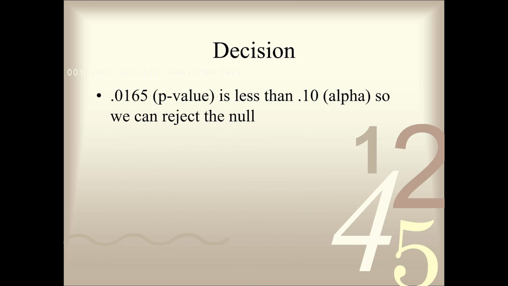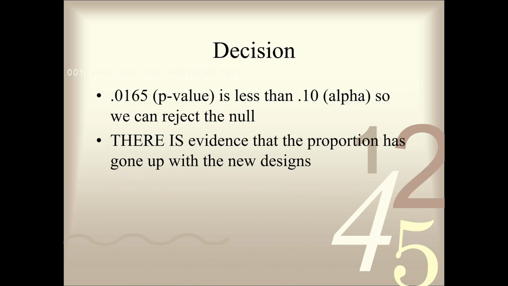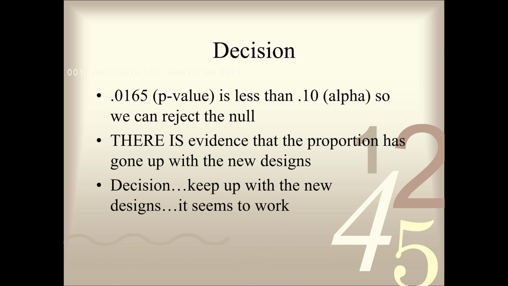0.0165 is less than 0.1, so we can reject the null. If we're rejecting the null, that means we're supporting the alternate. We're supporting the claim. We have enough evidence for the claim. So there is evidence that the proportion has gone up with the new designs. So the decision: keep up with the new designs, it seems to work.